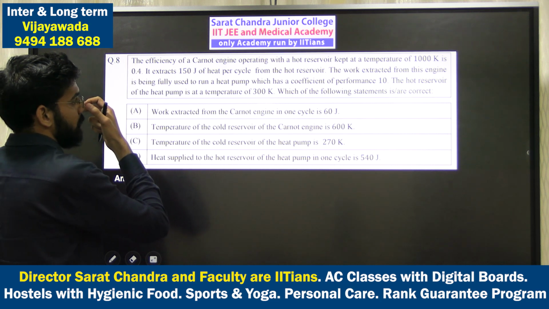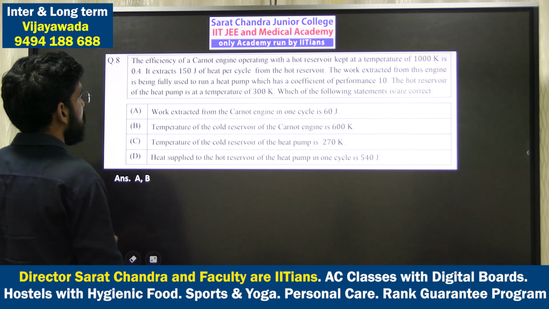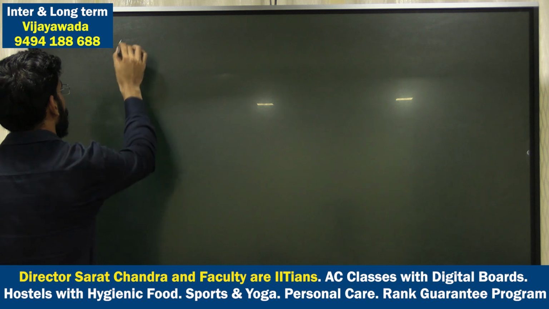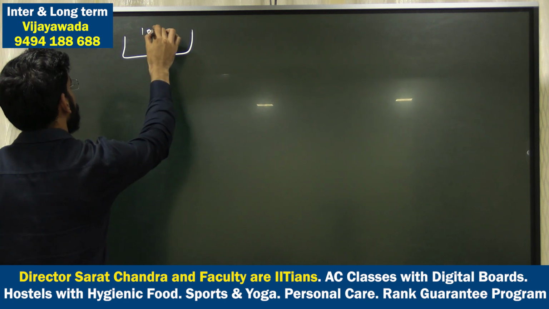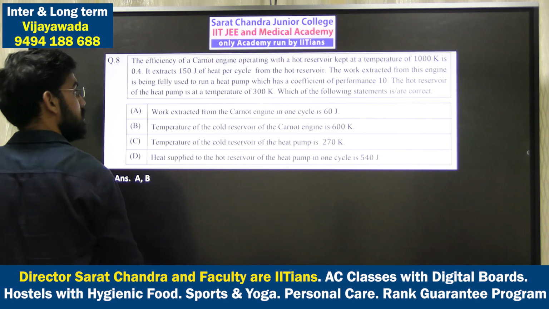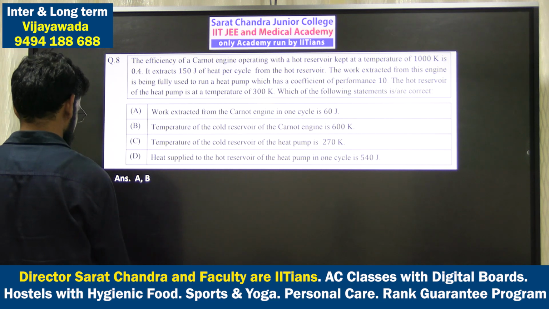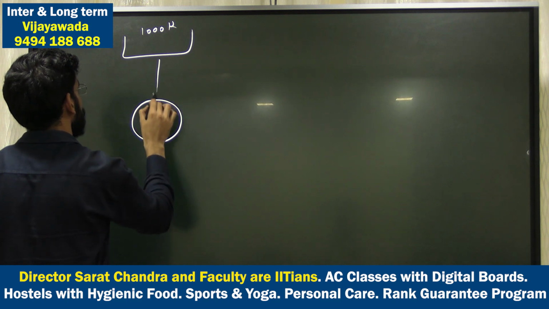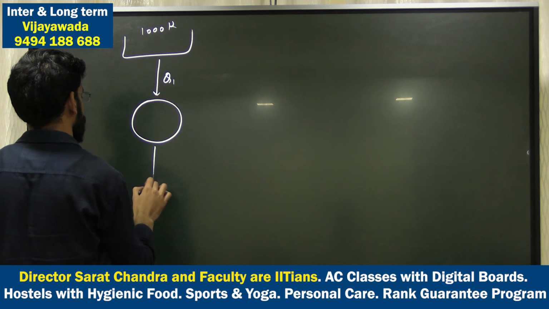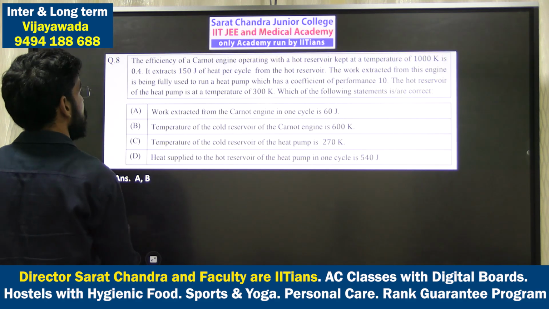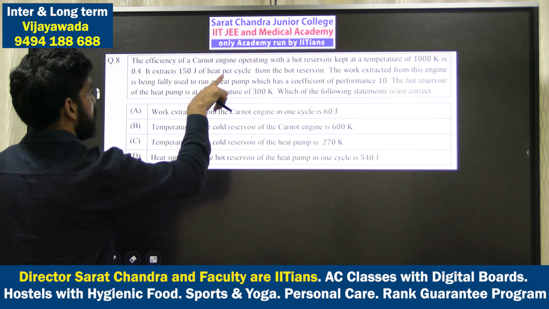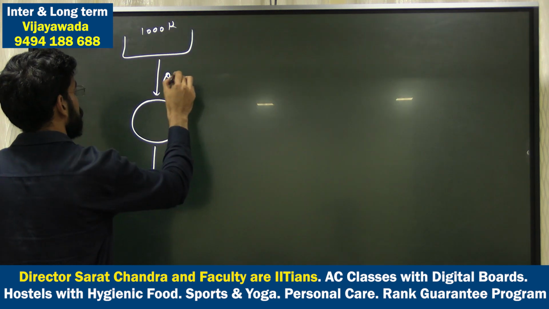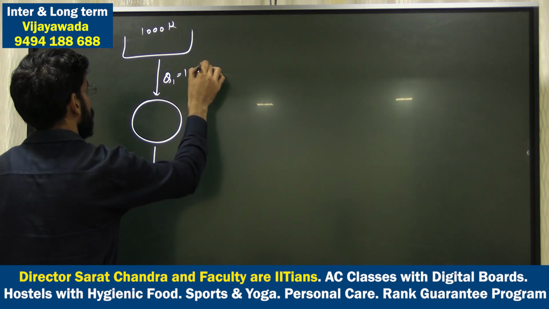Efficiency of Carnot engine operating between hot reservoir is given 1000. Efficiency is 0.4, okay. Hot reservoir 1000 Kelvin only, right? 0.4 efficiency. So here, let's say this is Q1, going this side Q2. Okay. It extracts 150 joule of heat per cycle from the hot reservoir. So this Q1 is nothing but 150 joule.